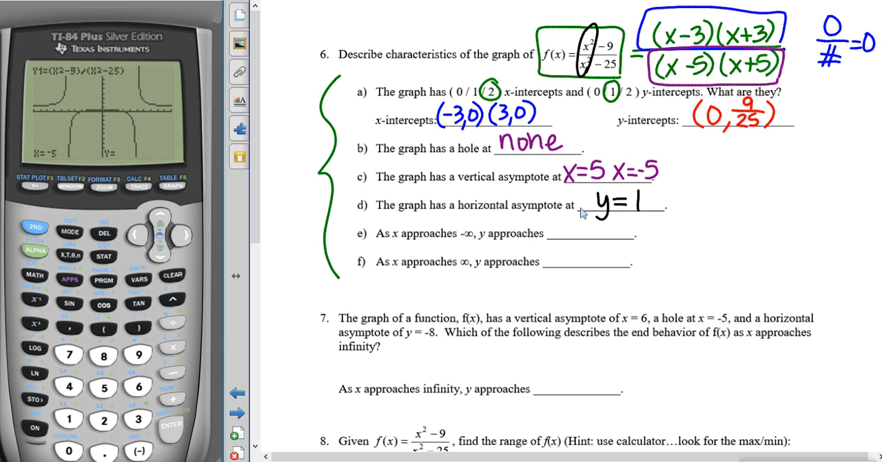So whatever you have for your horizontal asymptote, that should also be your end behavior. And on both of these ends, the graph leveled out at 1.